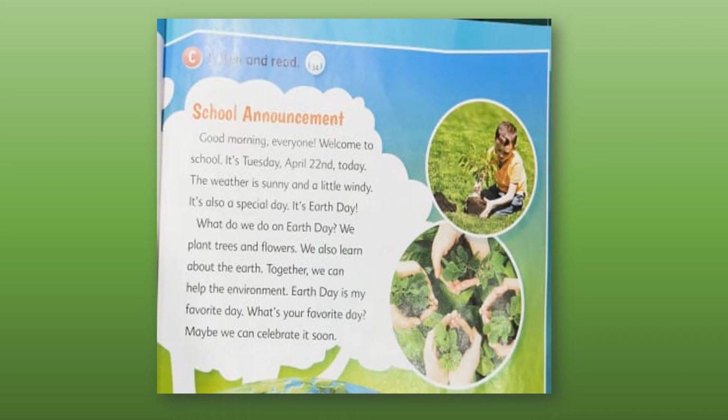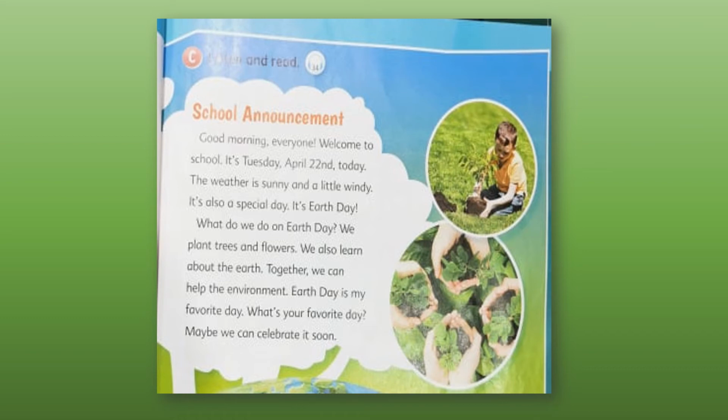Okay, here we go. 3, 2, 1. Good morning, everyone. Welcome to school. It's Tuesday, April 22nd today. The weather is sunny and a little bit windy. It is also a special day. It's Earth Day. What do we do on Earth Day? We plant trees and flowers. We also learn about the Earth. Together we can help the environment. Earth Day is my favourite day. What's your favourite day? Maybe we can celebrate it soon.